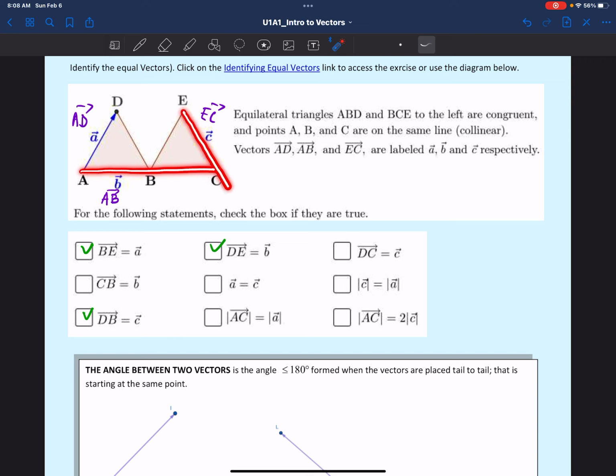Now the magnitude of AC, which is from here to here, and twice the magnitude of C, which means from here to here. So these two lengths are equal. So we're going to put a check mark here. Magnitude of C equals magnitude of A. Almost forgot this. So we're talking about their magnitudes, so just their lengths. So the lengths are the same, so I'll check mark that.